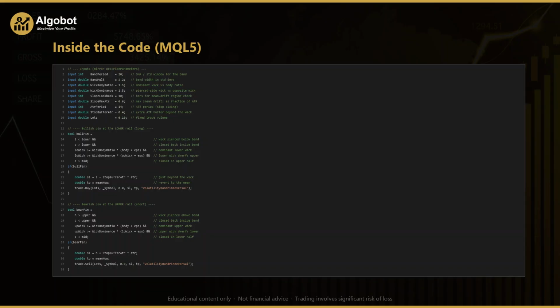When all of that is true, the code sets the stop just beyond the wick low, sets the take profit at the mean, and calls trade.buy. The short block, labeled bearish pin at the upper rail, is the exact mirror.